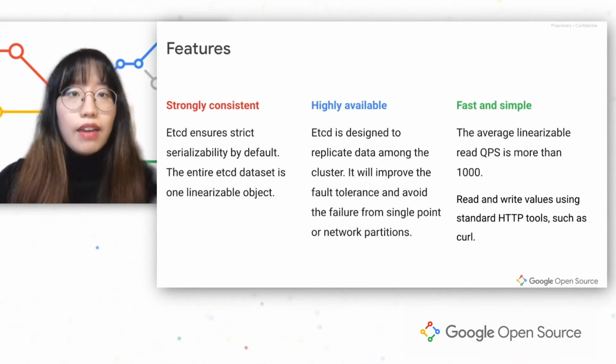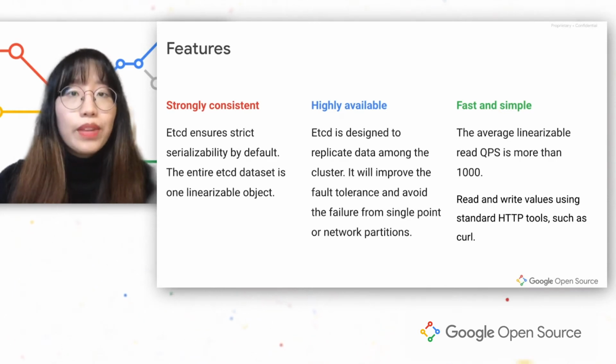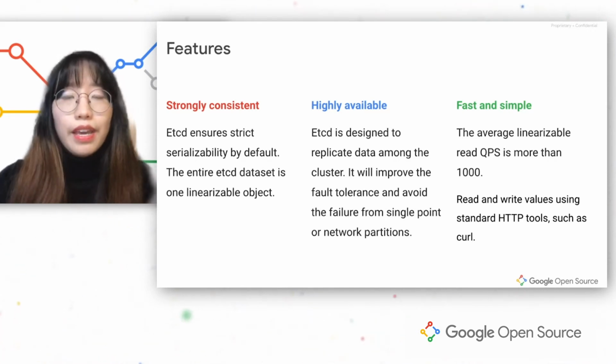The third feature is high usability. ICT is very simple to use. You can read or write data using standard HTTP or JSON tools such as curl. As a lightweight data store, it also has good performance. Here's a benchmark for ICT linearizable reads.